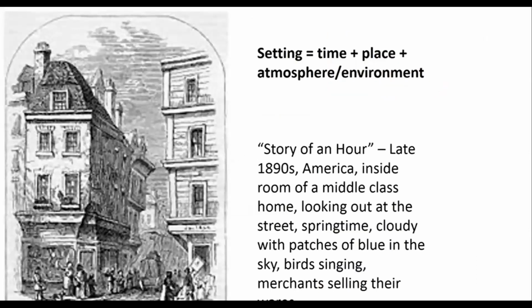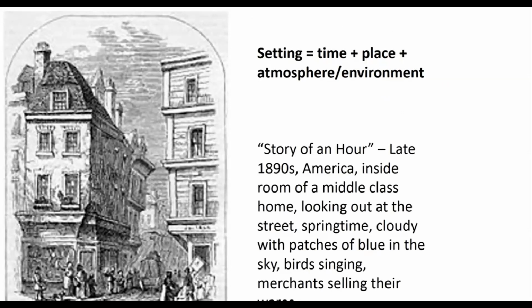The setting is the time, place, and the atmosphere in which a story takes place. All those environmental factors go in with setting. In the Story of an Hour, we see that it's late 1890s, right at the end of the Victorian era. It's in America. It's inside a room of a middle-class home, looking out at the street. Springtime, cloudy with patches of blue in the sky, birds singing, merchants selling their wares.